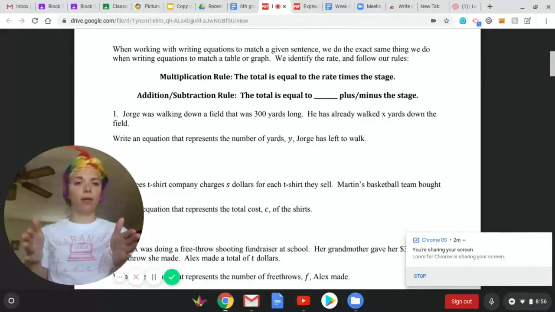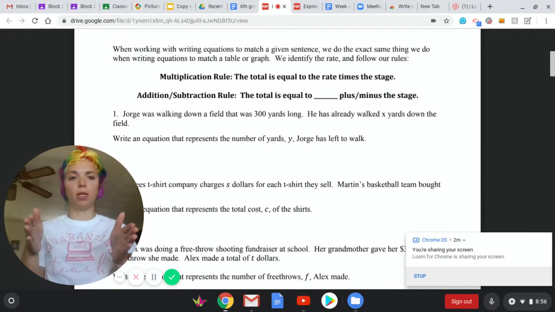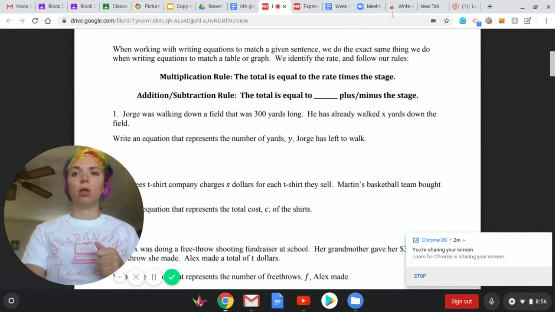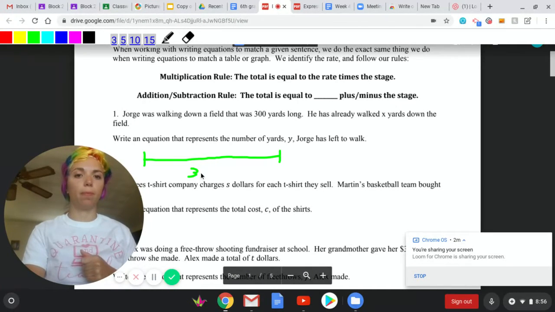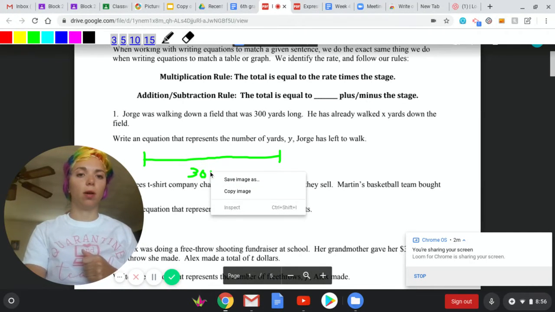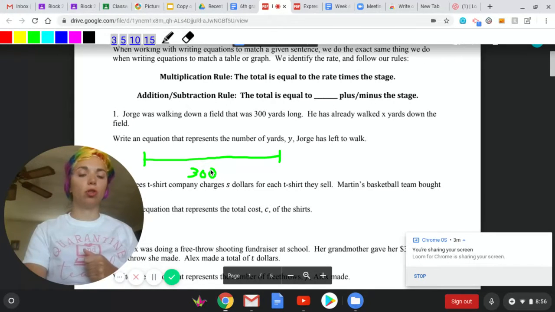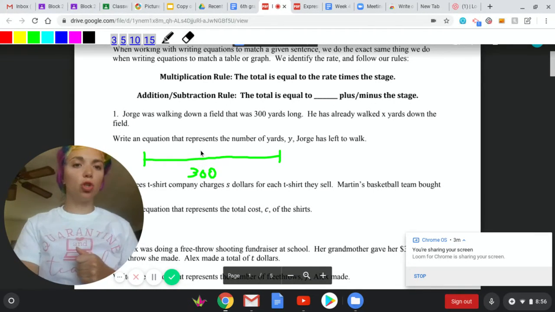So I'm going to actually draw a model of it, and this might be something that helps you if you get stuck and are not sure which operation to use. So let's draw this out. Oops, I got to pick up the marker here. Okay, so we are looking at this distance. I'm just going to draw that out. So the total right across the bottom is 300. So it's 300 yards. Just for the sake of time, I'm not going to write the units, but 300 yards.